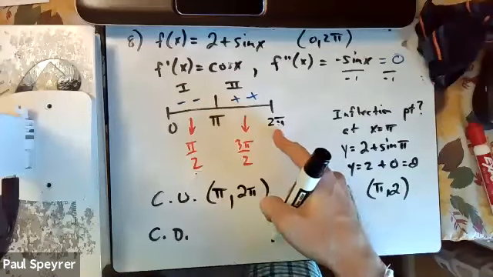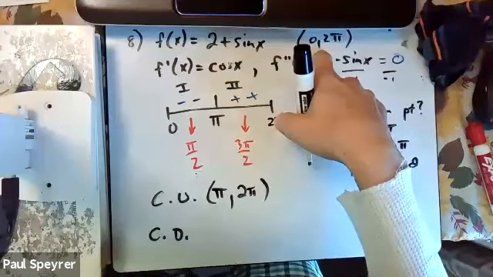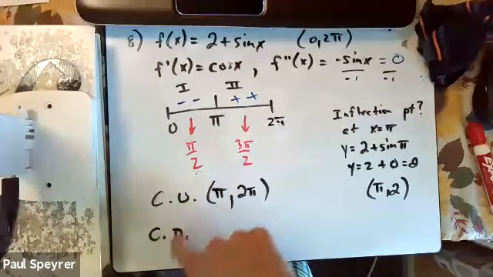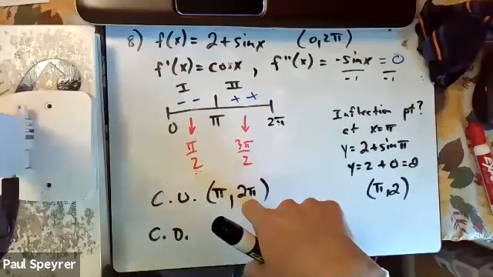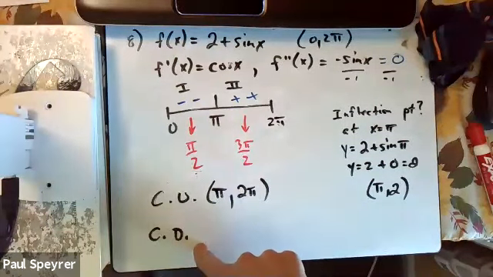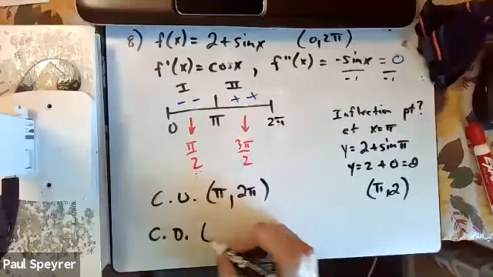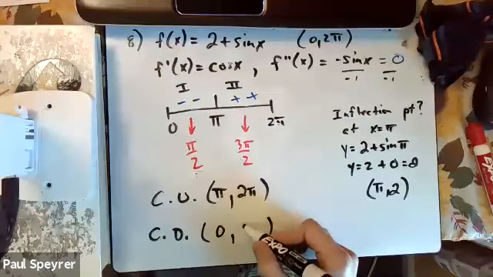Be very careful. Usually the trig ones don't go to infinity because they define it between something, okay? And remember, concavity always has parentheses around your intervals, just like increasing and decreasing, same thing. What about concave down? Concave down is where you have the minus signs, all right? So concave down is just from 0 to pi.